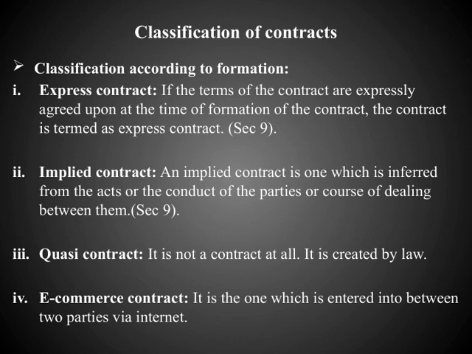Let's now look at the different classifications of contracts based on how they are formed. First, we have the express contract. This is when the terms are clearly and explicitly agreed upon by the parties at the time of formation. Think of it as a straightforward agreement where everything is spelled out, either verbally or in writing, as per Section 9.